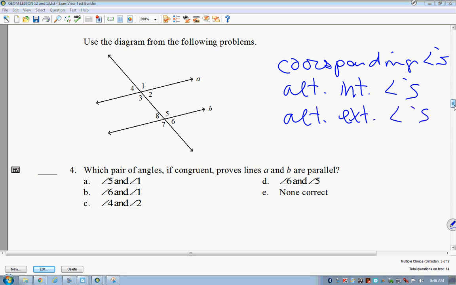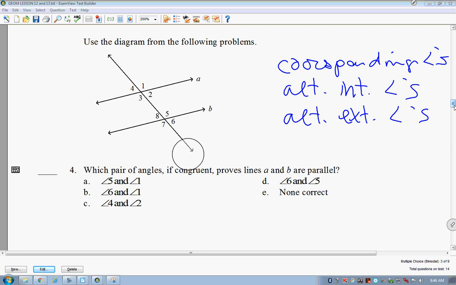Okay, we need to be able to identify those 3 things every time. All right, so let's look. Are angle 6 and angle 5, this angle here and this angle here, corresponding? I got them highlighted. They're 6 and 5. Are they anything? No, they're nothing on this list. They're not corresponding, they're not alternate interior, they're not alternate exterior.